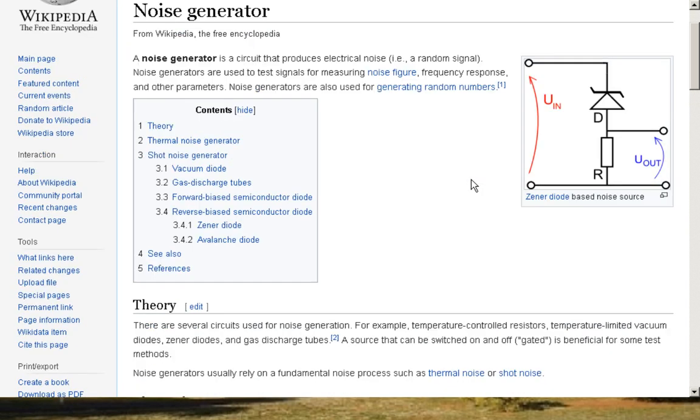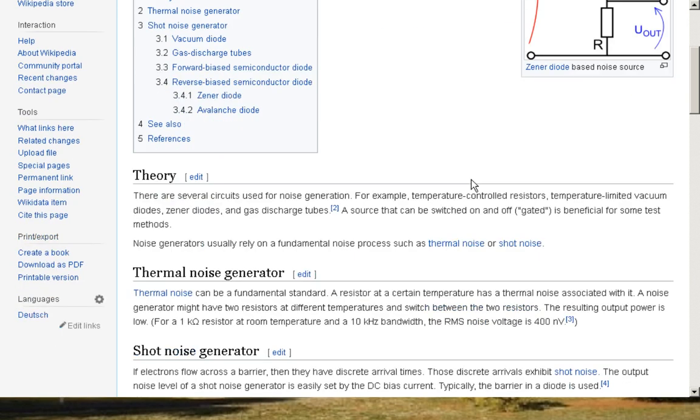Using a Zener diode. Why a Zener? So when we build our, I'm not going to do it now, but when I come back, I don't know.